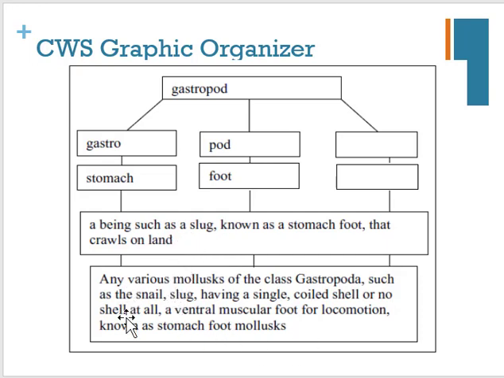There's further explanation of that word, and this information gives deeper understanding so that perhaps this word gastropod can be used in a class discussion or can be used in a project where they're doing some sort of classification beyond just that single instance of the word showing up in that passage. So the further definition is any various mollusks of the class Gastropoda, such as the snail, slug, have a single coiled shell or no shell at all, a ventral muscular foot for locomotion, known as stomach foot mollusks.